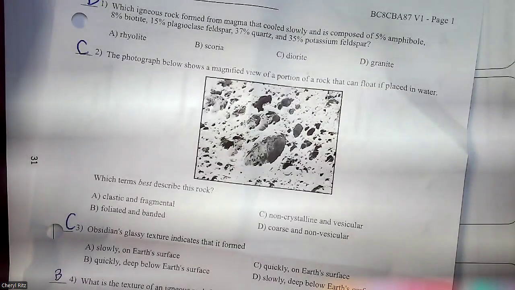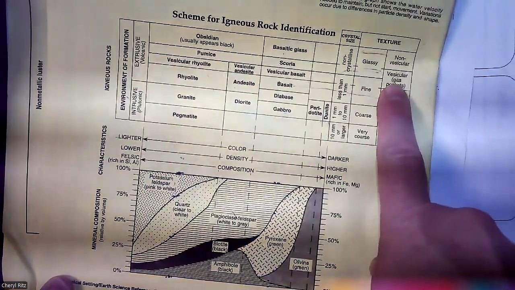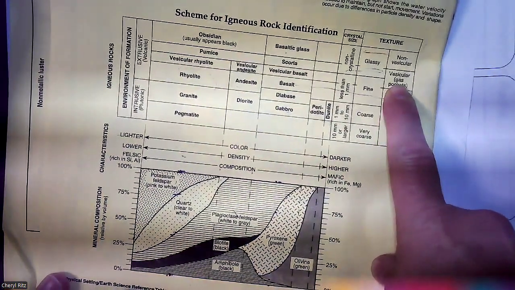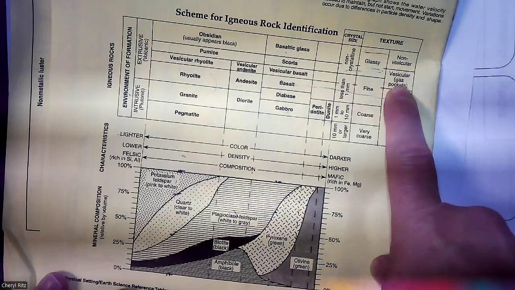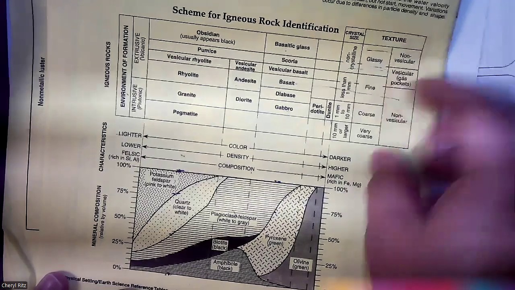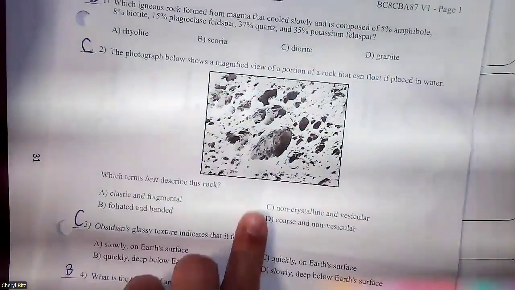Yeah, so I'm going to start with 2. It's asking you, what does this picture show? They tell you that it's a rock that can float in water, and this is a magnifying view of it. What was the first thing you noticed when you looked at that picture? Holes. That's what you were supposed to see. Another name for holes is gas pockets. Those holes are gas pockets, which means this rock is vesicular.